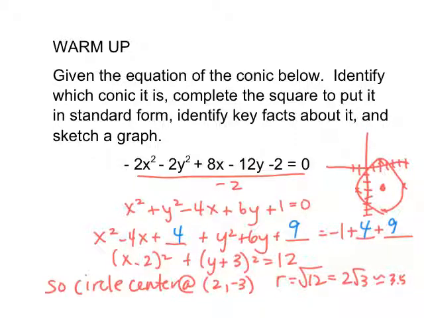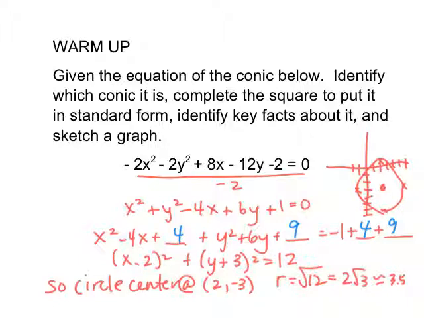And we complete the square twice. So -4 divided by 2 squared is 4. 6 divided by 2 is 3. 3 squared is 9. If you add them here, you add them here. And then we complete the square. So we get x minus 2 squared plus y plus 3 squared equals 12.